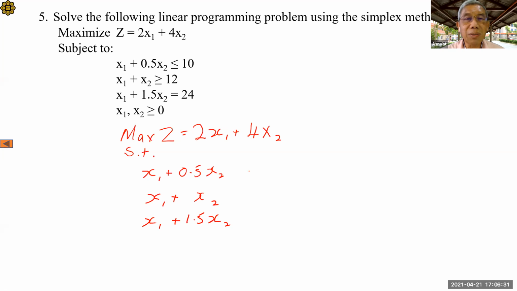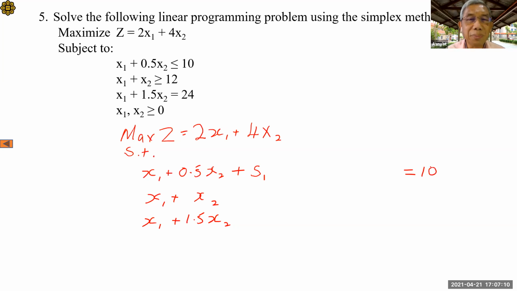Okay, the first constraint we are going to convert. Let's look into the constraint first. The first constraint, we have this inequality sign. We are going to convert this into an equal sign. What do we do? Add slack. Let's say S1 belongs to the first equation, equal to 10.